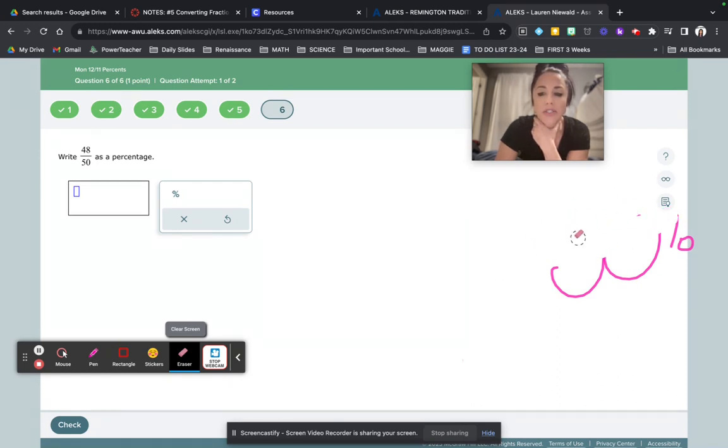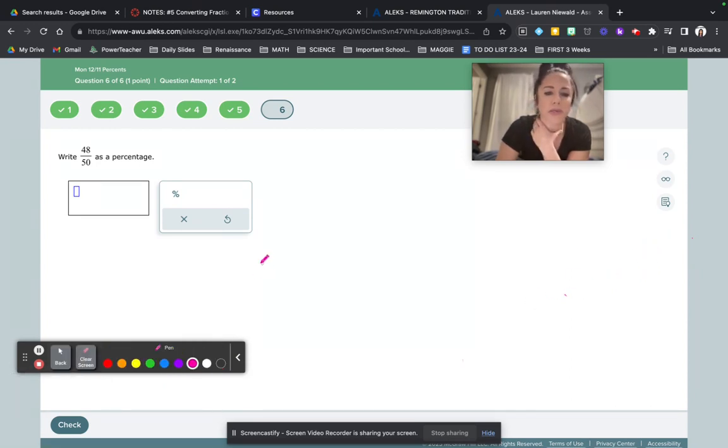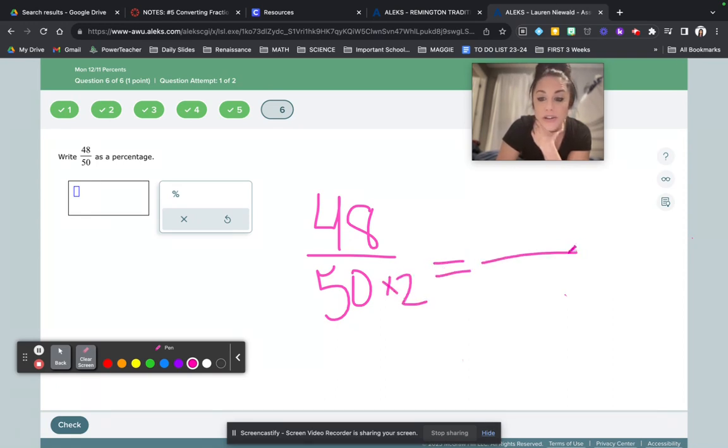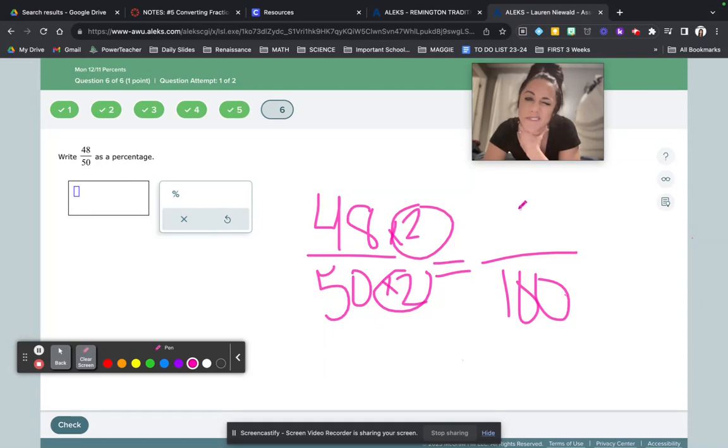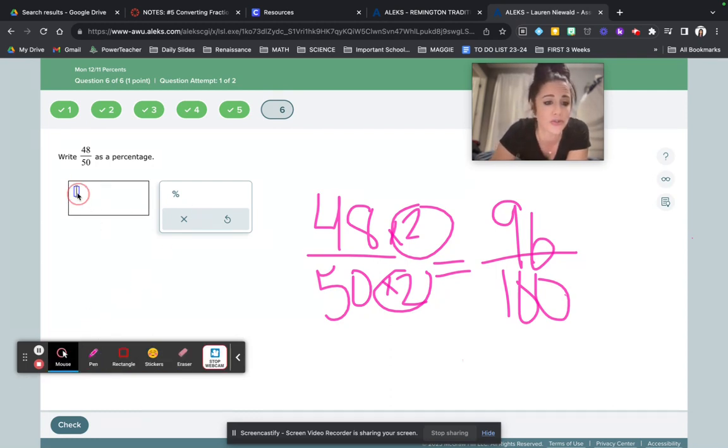So how are we going to turn that denominator of 50 into 100? What can we multiply it by? This one's pretty quick and easy. We're just going to take 48 over 50, and I know if I multiply 50 by 2, I'm going to get 100. And why do I want 100 on the bottom? Because percents are always out of 100. So whatever I do here, I've got to do here. So I'm going to multiply this by 2. 96. Okay, so we have 96 as our percent. 96%. Okay, cool.